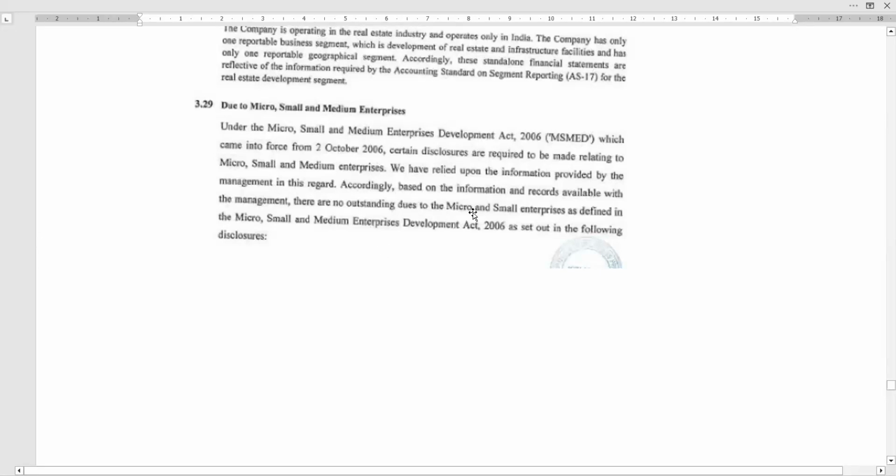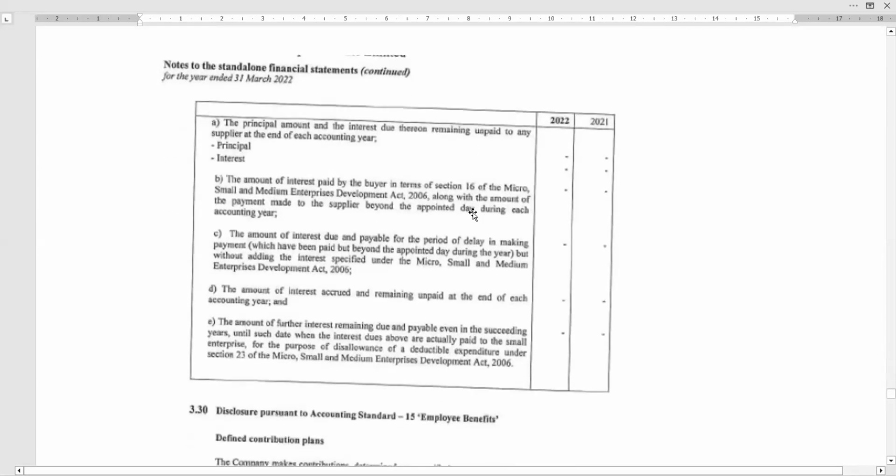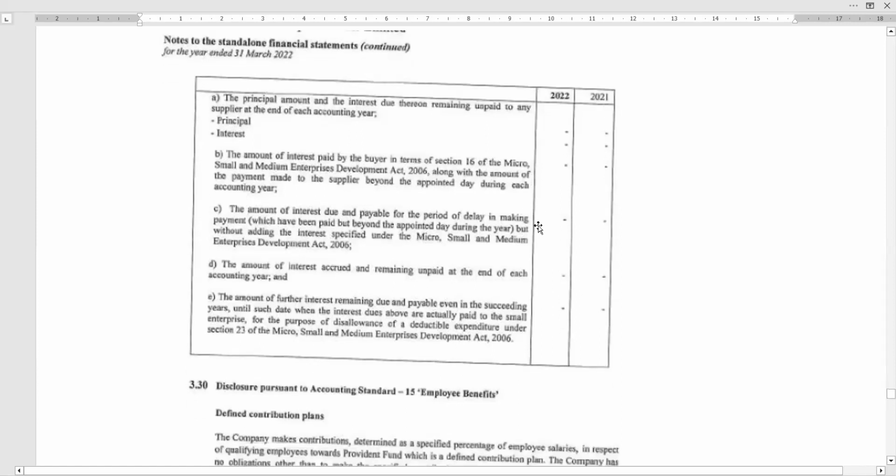If the management has told us there are no MSMED, then that's all, finished. When I was telling you about the MSMED in the balance sheet part, I told you that you can make a tabular form for various points: how much at the beginning of the year, what is the outstanding and what is the interest, how much has been paid, how much has been paid after the due date. All this reporting is required as per the MSME Act, and the same has been reflected here. They have made the tabulation, but because they don't have any data, it is all 0, 0.